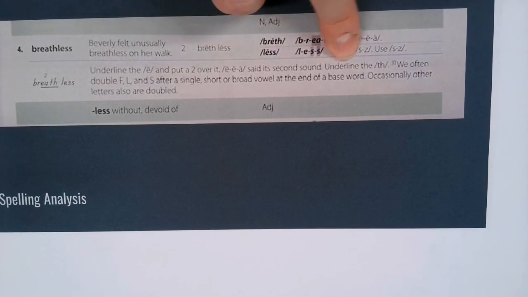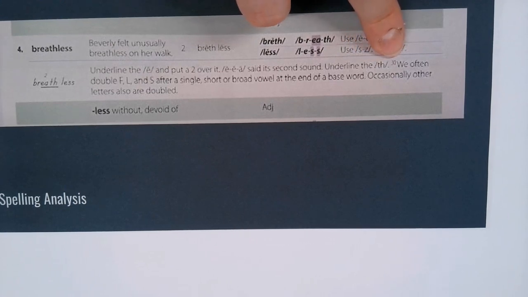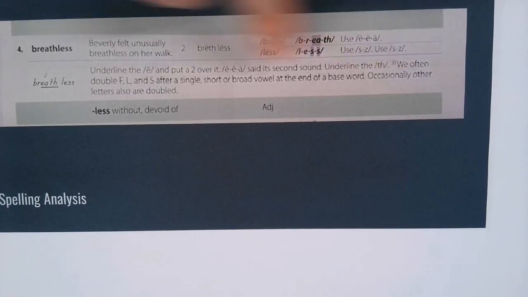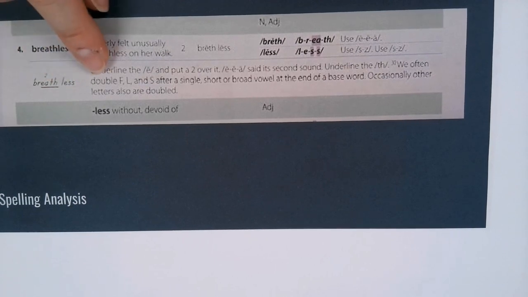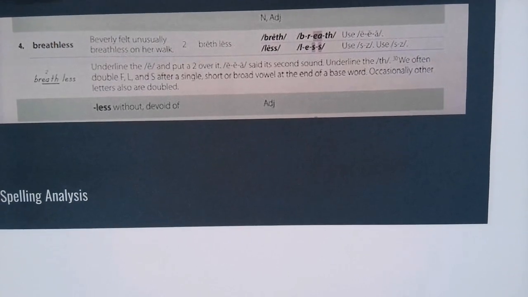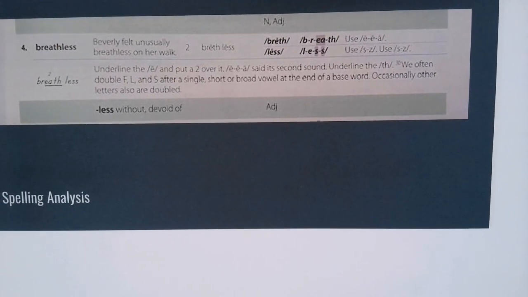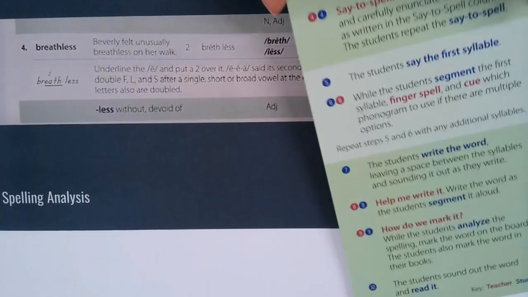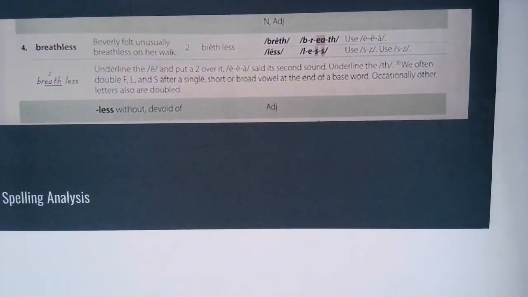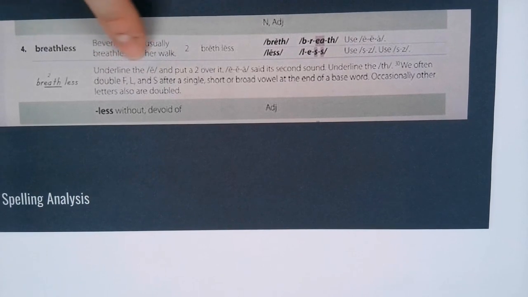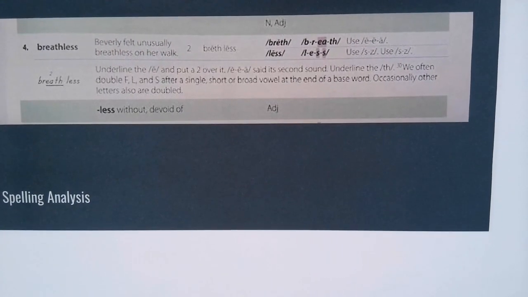The second marking you're going to do, underline the th, and that's rule 30 is in play because of the double S. We often double F, L, and S after a single short or broad vowel at the end of a base word. Occasionally, other letters are also doubled. Okay, so all of that information, the correspondence with that quick reference sheet is here for you. Any rules, vowel sounds, what to say about the markings is all written there for you. So you'll have that script there for you to read.